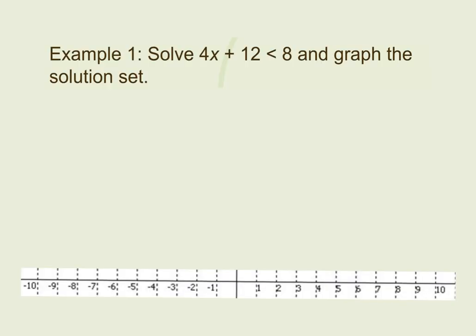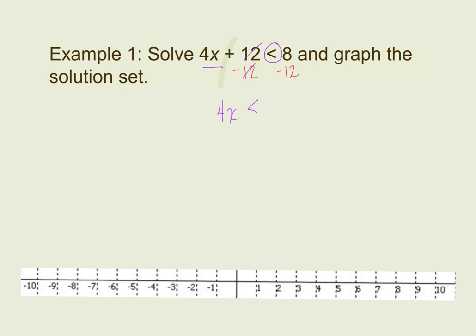So let's look at this first one. Solve this inequality. We are going to treat this exactly the same. We are going to look at this and say, move all my numbers to one side, my variables to the other. So because I only have one variable, I'm going to move this 12 over, doing the opposite. It was a positive 12. I'm going to move it over. Leave this 4x alone. Leave this inequality alone.